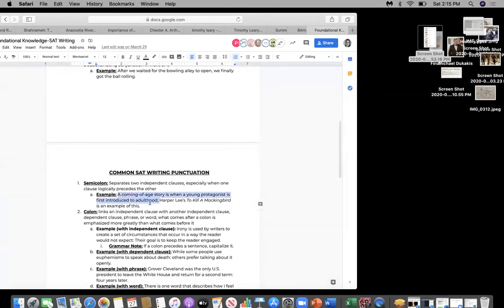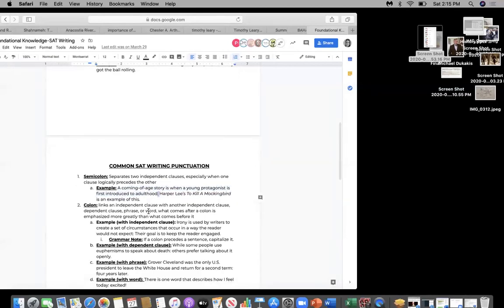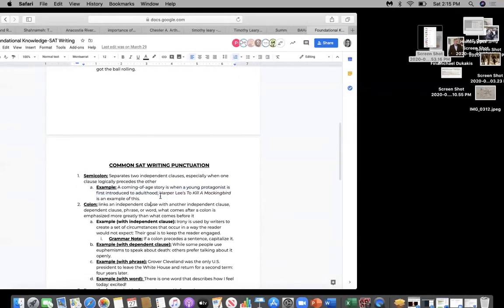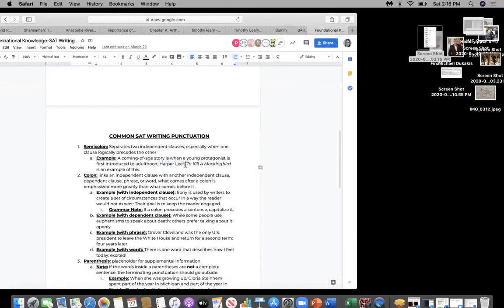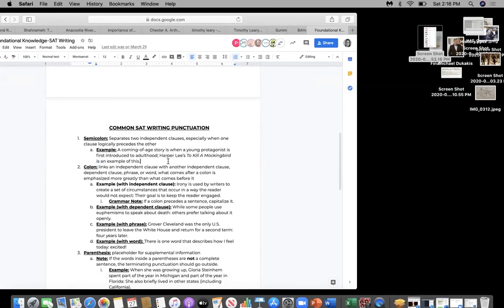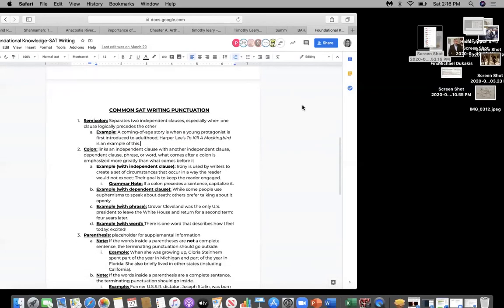That's a complete thought. And then we insert the semicolon, and then we have Harper Lee's To Kill a Mockingbird is an example of this. That's also an independent clause. We have the subject, Harper Lee's To Kill a Mockingbird, and then "is" is going to be our verb. So this is going to be an independent clause as well, and we have the semicolon separating both of them. Okay, does that make sense? I'll give a minute for students if that doesn't make sense, and then we'll move on.